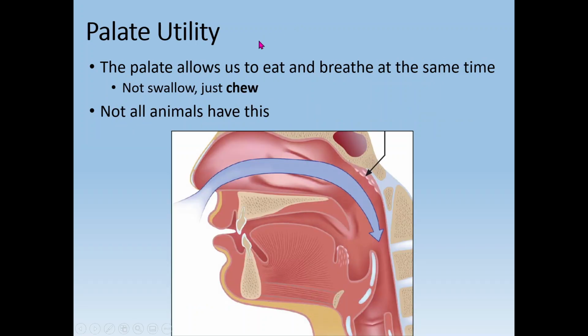The evolutionary reason we have a palate is that it allows us to eat and breathe at the same time. It has created 2 separate channels, our nasal cavity and our oral cavity, so that we can be chewing food and still be taking in air. We can breathe through our nose while we're chewing. Now, this excludes swallowing. You cannot swallow and breathe at the same time because you are actively closing off the trachea during the swallowing motion. But during chewing, you can do both.